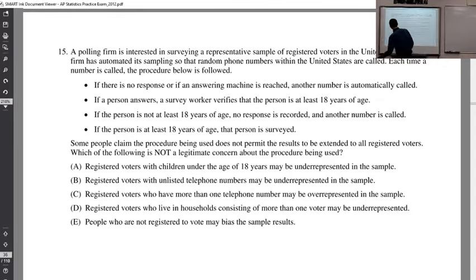In 15, the reason that B is not a concern: usually it would be if they were pulling numbers out of the phone registry and calling people at random, then unlisted numbers would be a concern. But because they are calling random phone numbers, and they are not pulling it out of a listing or a phone book or anything like that, any phone number is possible to be called, not just the ones that are listed. So that is not a concern. The others are concerns for bias.